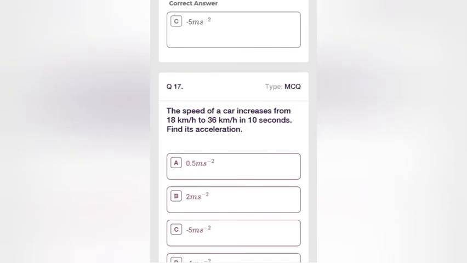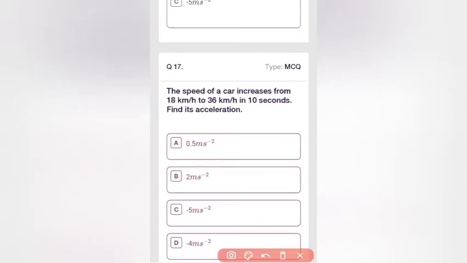The speed of a car increases from 18 km per hour to 36 km per hour in 10 seconds. Find its acceleration. So here, initial velocity is 18 km per hour and final velocity is 36 km per hour, and the time given here is 10 seconds. Either we need to convert this kilometer per hour to meter per second, or we need to convert this second to hour.